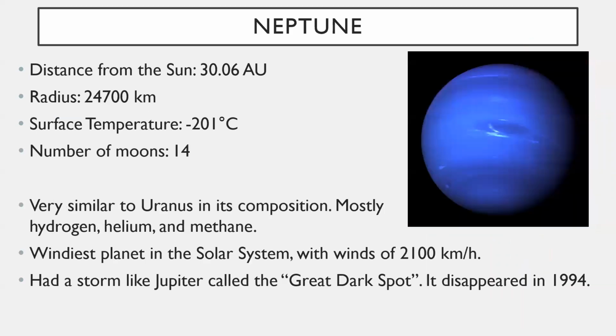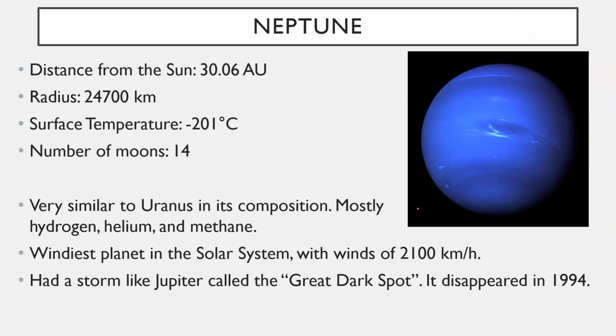All right, so the last planet in the solar system is Neptune. Its distance from the sun is 30.06 AU, so this is even further out there. Its radius is pretty comparable to Uranus, 24,700 kilometers. The surface temperature is negative 201 Celsius, and it has 14 moons. It's basically a twin of Uranus here. It's mostly the same, hydrogen, helium, methane, giving it its blue color.